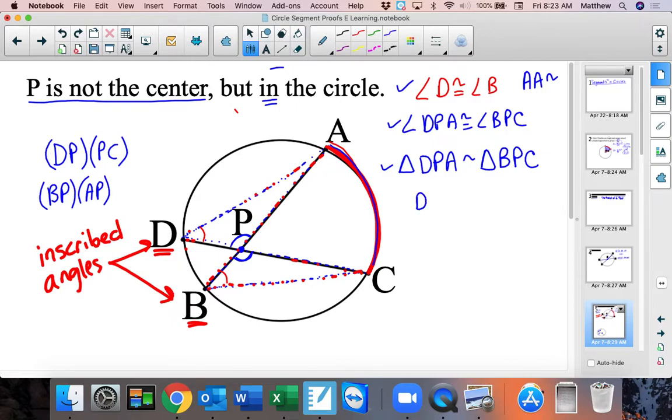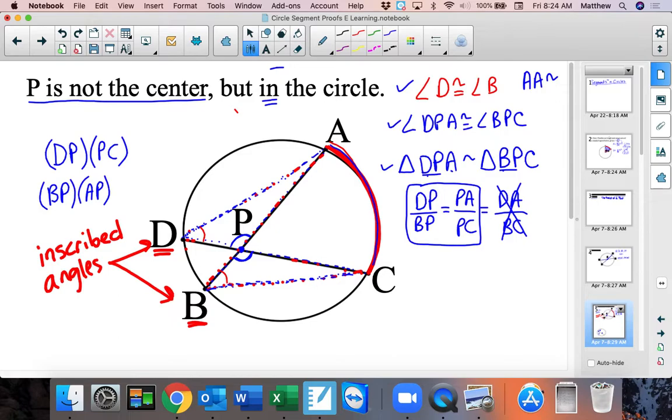So I can say DP over BP, the first two, is the same ratio as PA over PC, and that ratio is the same as first and last, DA and BC. Now I want you to look again at these original dotted lines. I know there's a lot going on, but DA and BC, I don't really care so much about those. I drew those lines in to make the triangles. What I am concerned with are these segments right here.